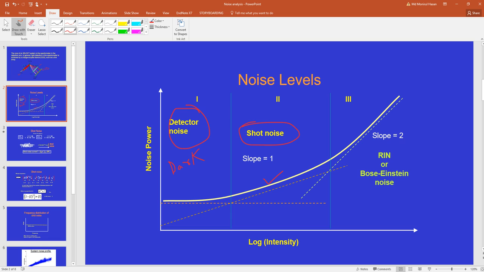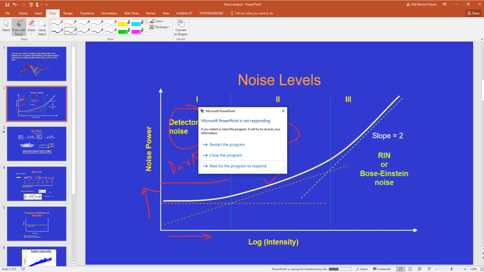So the detector noise that we see here doesn't change with the intensity. The X-axis is the intensity, log intensity. The Y-axis is the noise power. So the dark noise, if we look at region 1, the dark noise portion, we see that it's not changing.